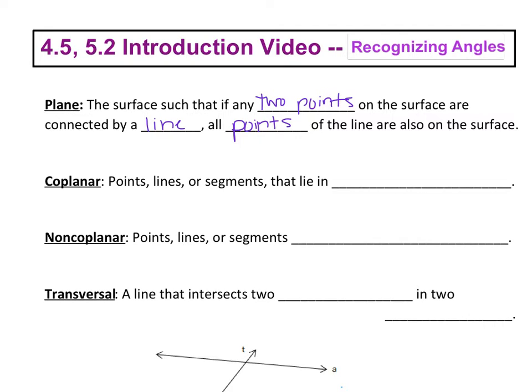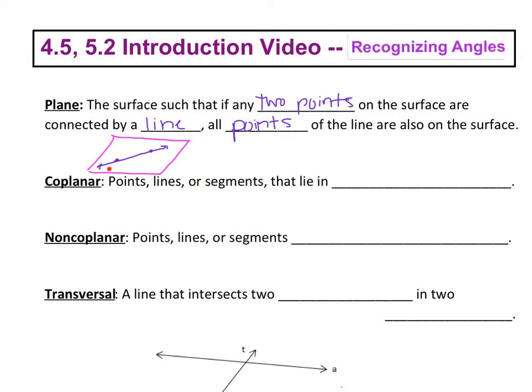A lot of times when planes get drawn, they tend to get drawn like this. Looks more like a parallelogram. So we've got 2 points on the plane joined by or connected by a line. So this point, and this line are all on this plane.